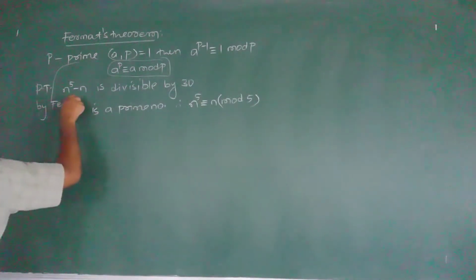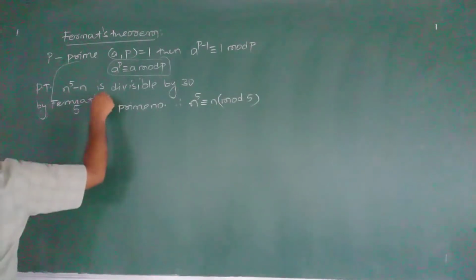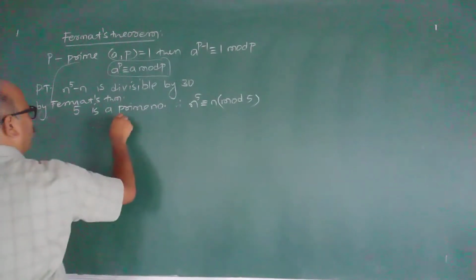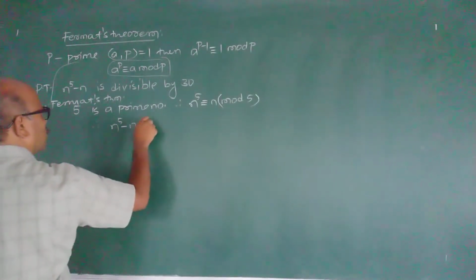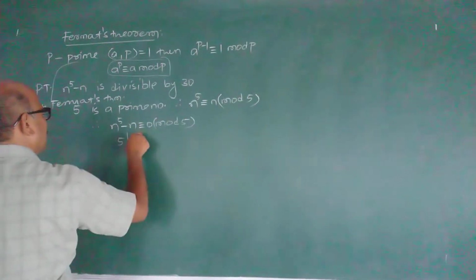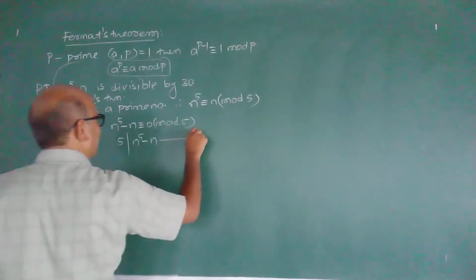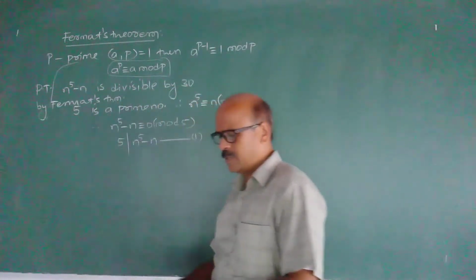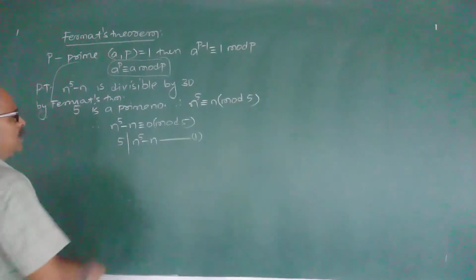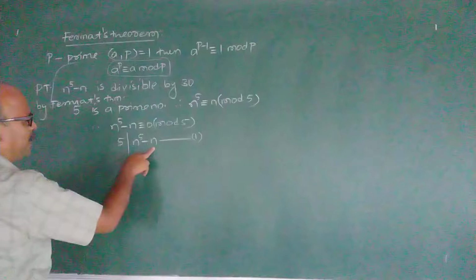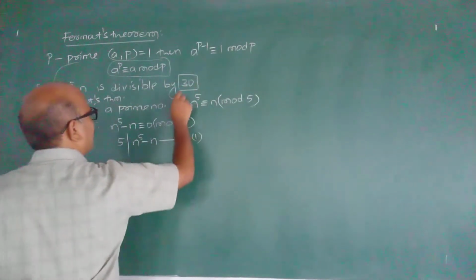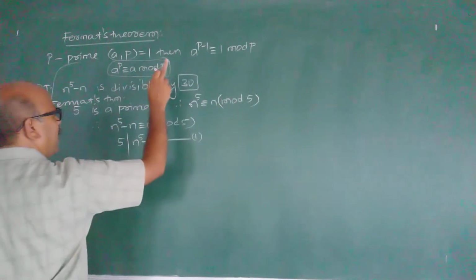Therefore, n raised to 5 minus n is congruent to 0 mod 5, or 5 divides n raised to 5 minus n. Take this as 1. Now we have only that 5 divides n raised to 5 minus n using Fermat's theorem. But we need to prove that n raised to 5 minus n is divisible by 30.